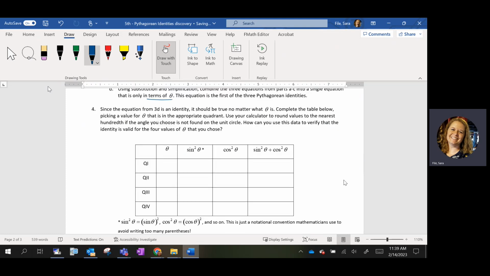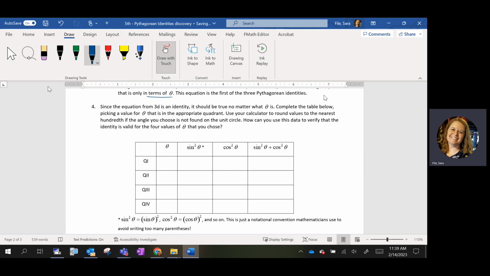So here in number 4, we're going to take that identity that we just found in 3D, and we're going to do the same thing we did on the front. We're going to check in a table. Our only variable is theta, and we want to check an angle from all 4 quadrants. So somebody give me, from the unit circle angles that we have the trig values memorized, a quadrant 1 angle. Okay, so 45 degrees. Somebody give me a quadrant 2 angle.